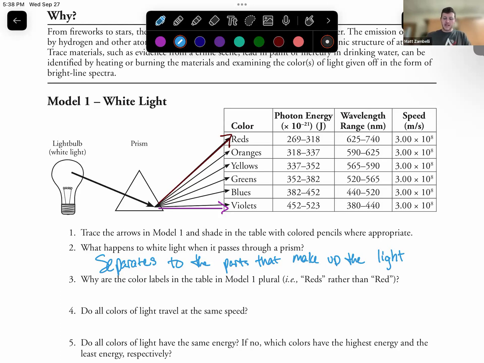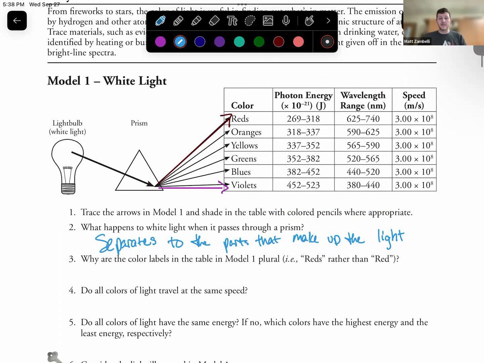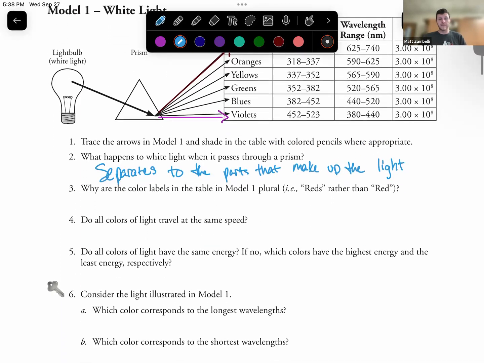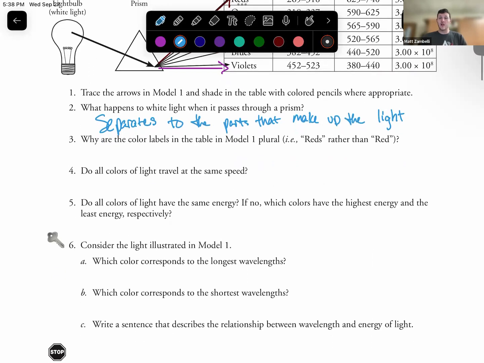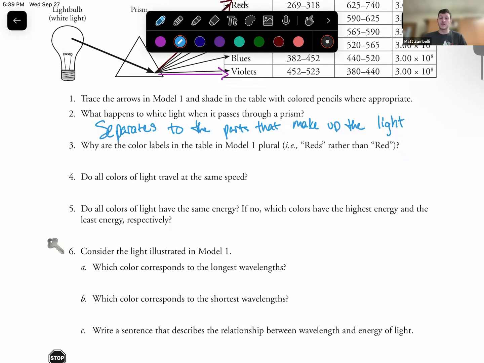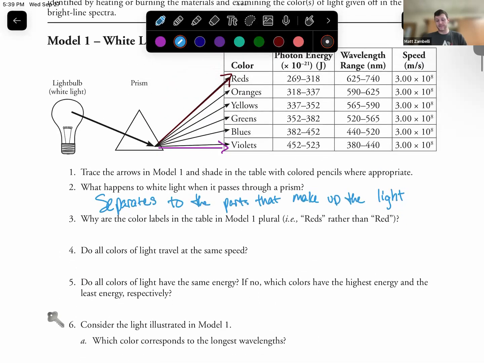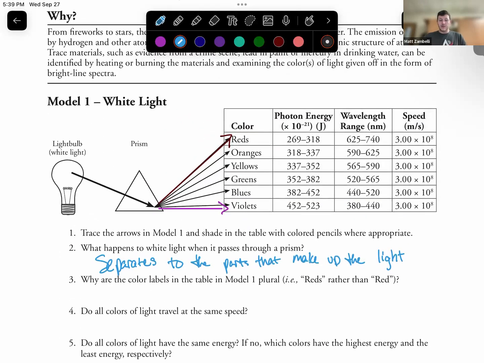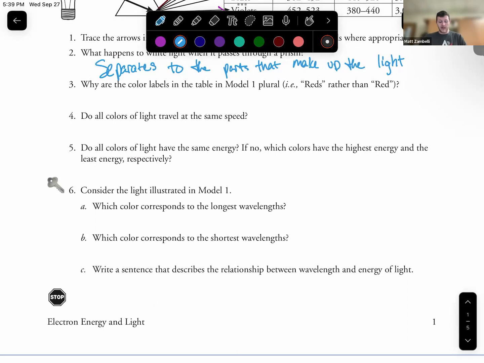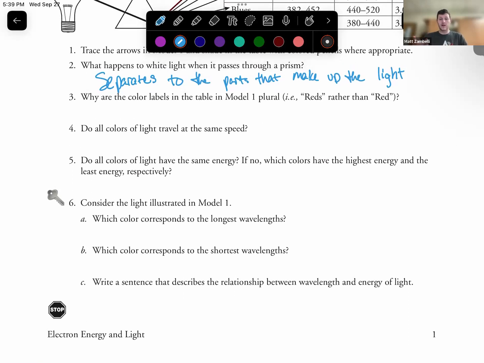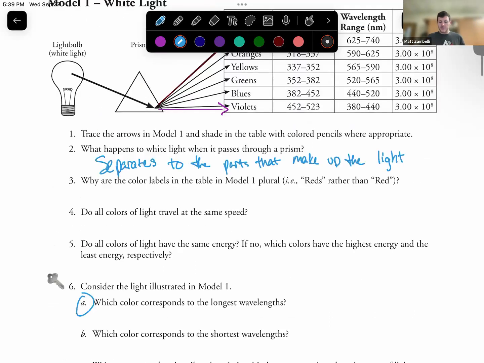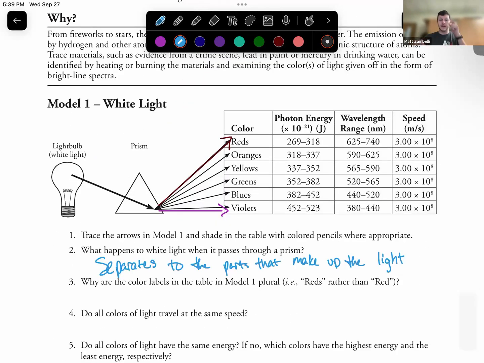We have this giant table over here, and we're going to use this table to explain some of this stuff down here. It explains these numbers: the longest and shortest wavelength, the largest and smallest amount of energy. I do want to go through one more together, which is which color corresponds to the longest wavelength. I want to go through 6A, because I know there are sometimes some differences.